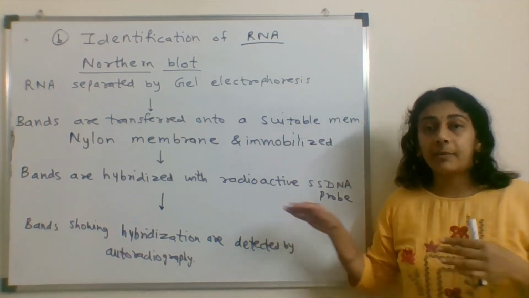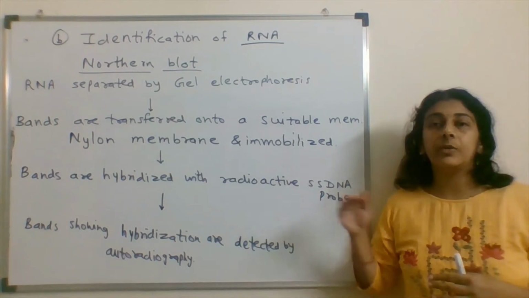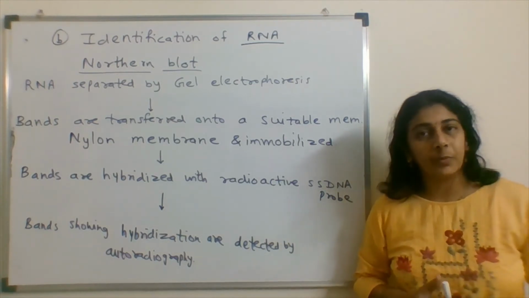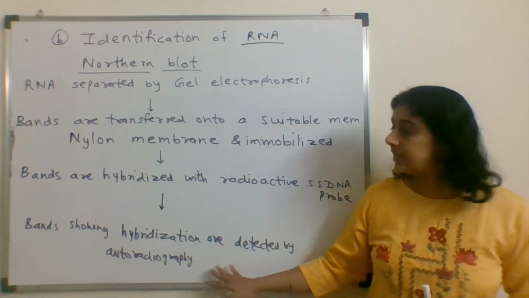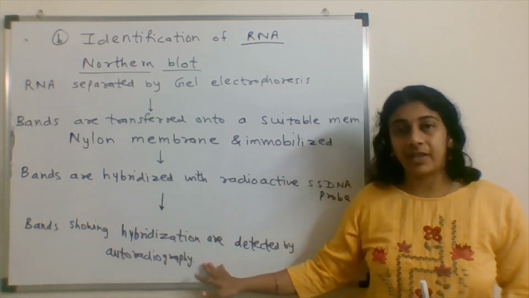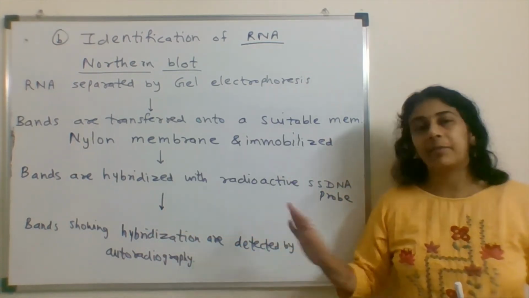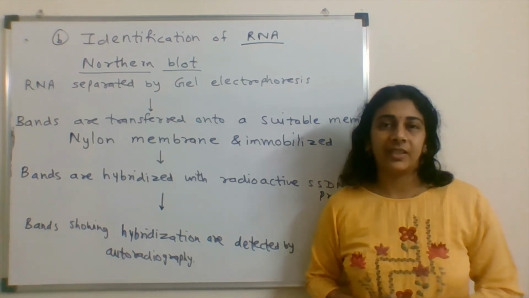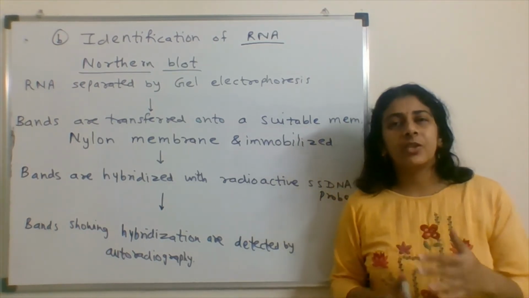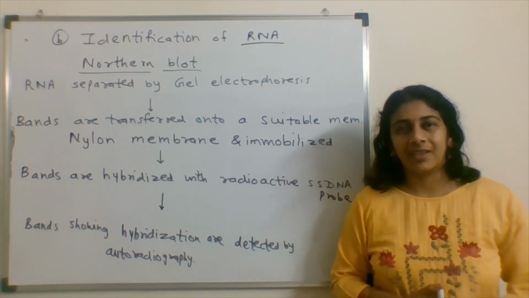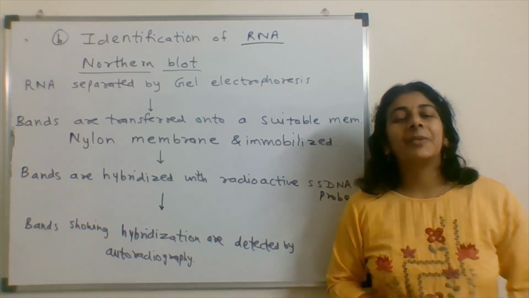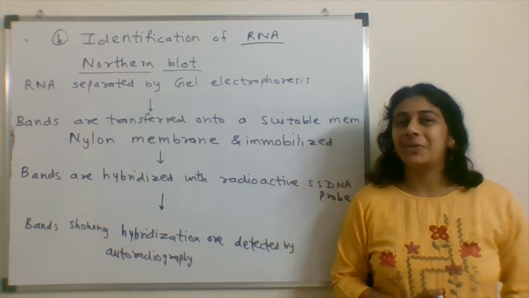Then these are hybridized with a radioactive single-stranded DNA probe. Further, how do we detect? Bands showing hybridization are detected by autoradiography. So in short, I have explained the procedure for the northern blot. So let's see what the Western blot is used for.